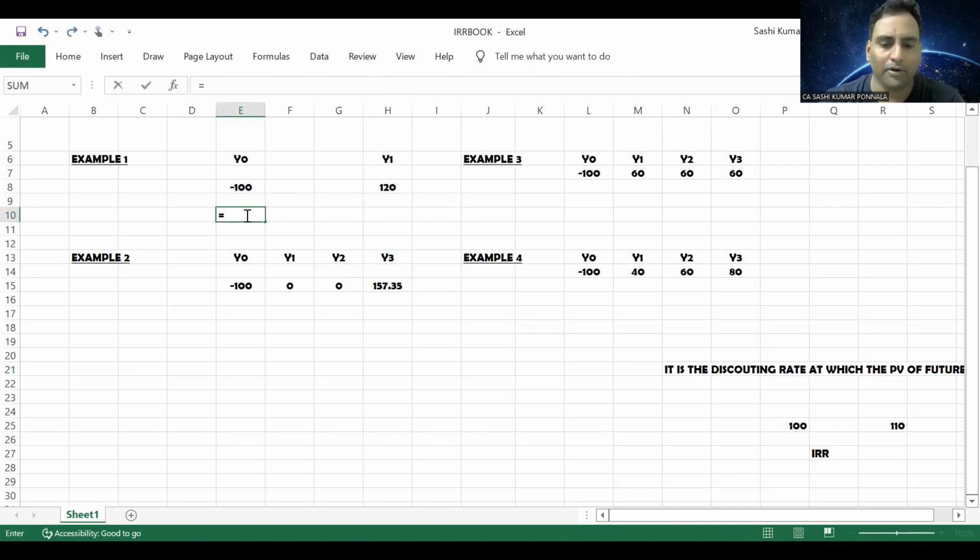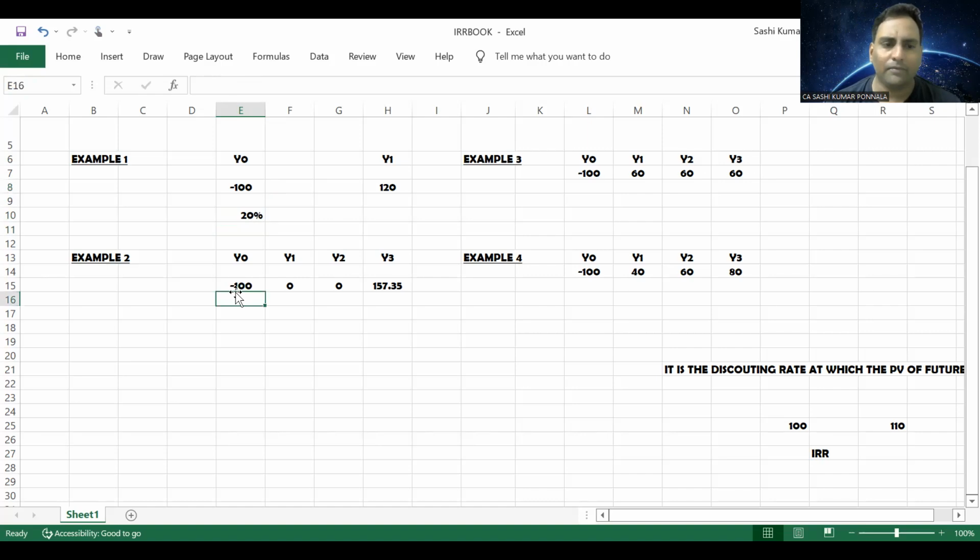Then what you are finding? You are finding IRR. So how much it is? 20%. So that 120 future value contains your investment of 100 plus 20% return. So 120 minus 20%, what do you get? 100. That is why IRR is the discounting rate at which the present value of future cash flow is equal to what? Your investment. This is about first example.